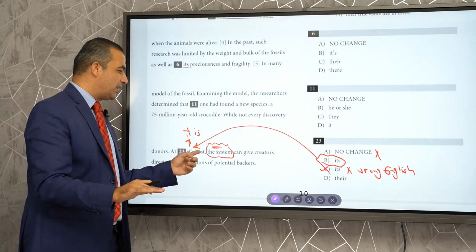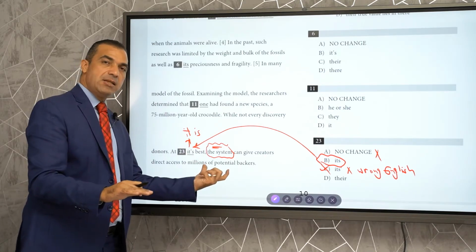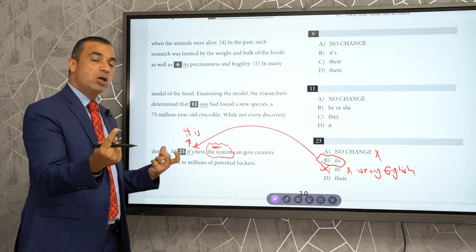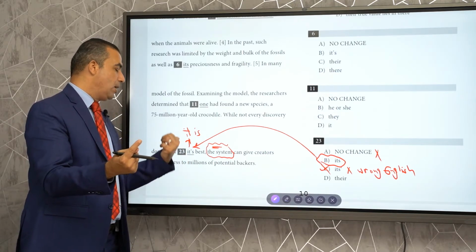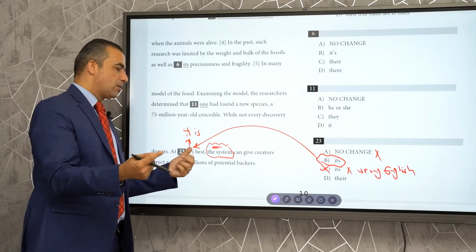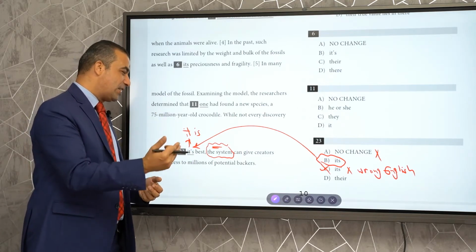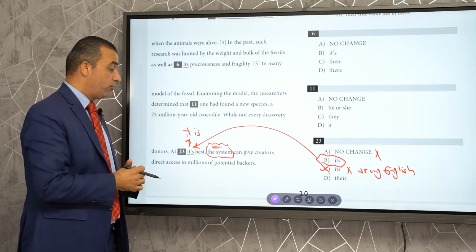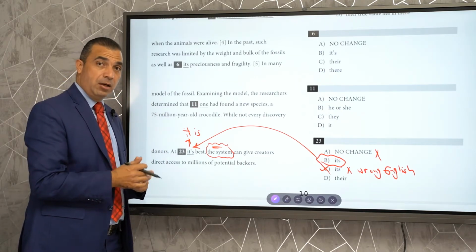Here, what comes after the comma is the system. The system is singular, so we use a singular pronoun, which is it's, not it is. So I can say, at its best, the system can give creators direct access to millions of potential backers. Got it?